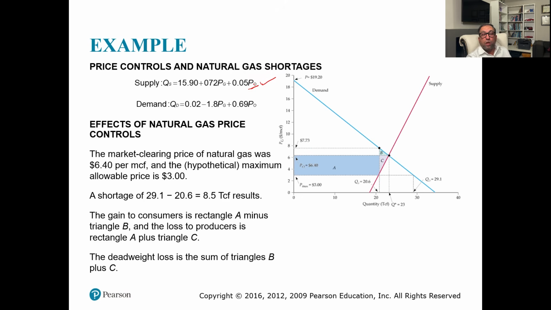This P0 is an oil price, right? Because natural gas demand is dependent on the price of oil as well. This is a demand function, or demand curve, or demand equation for natural gas. This is a supply, this is a demand. QD is demand, QS is supply.